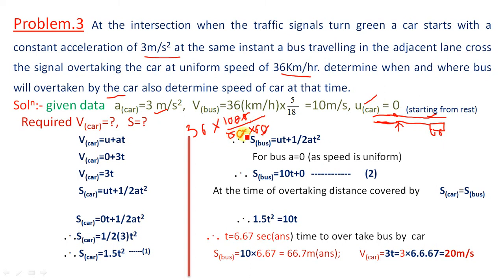So this is 36. 36 divided by 2 is 18, and 10 divided by 2 is 5. So the ratio comes out to be 5 by 18. That's why I have multiplied by 5 by 18 to convert kilometer per hour into meter per second. So the velocity of the bus is 10 meter per second.